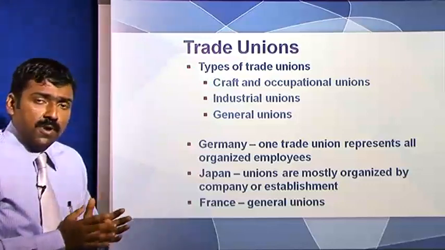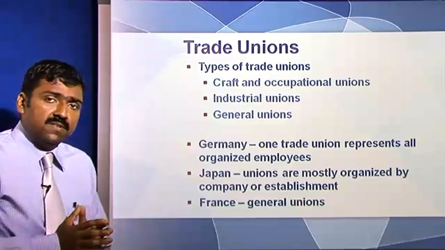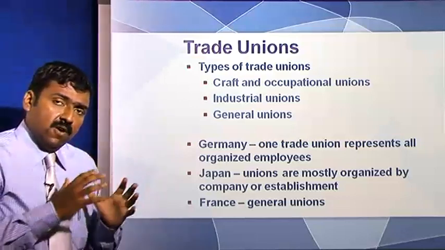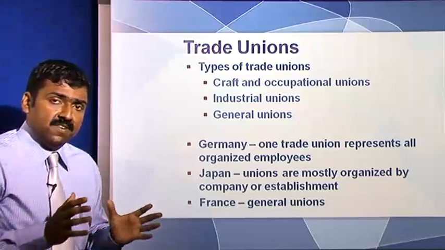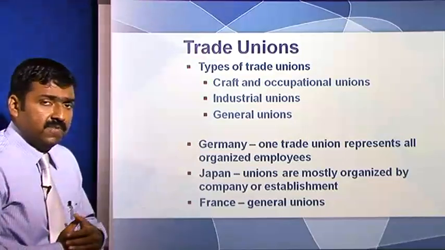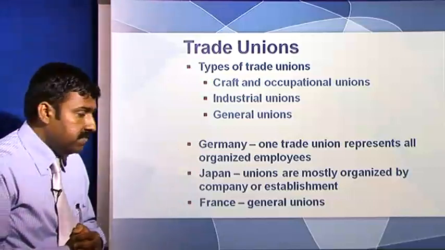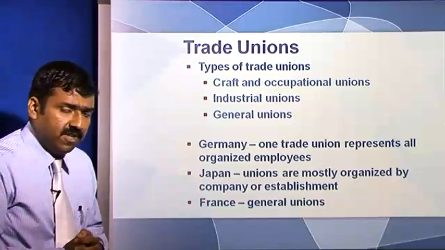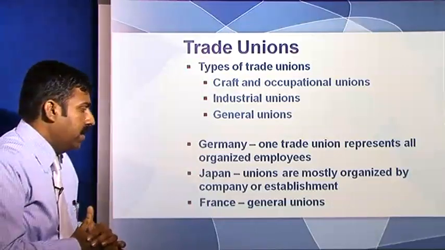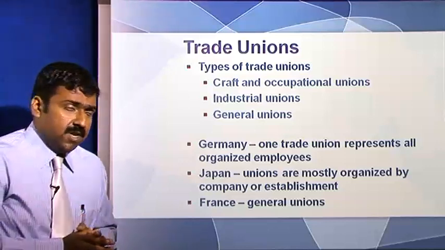Industrial unions belong to a particular industry. Workers from a particular industry are taken as members. Now, general unions do not classify into white collar, blue collar. Workers across the industry and across different industries are taken into general unions. Let us take a look at the following examples, where in Germany, one trade union represents all organized employees. In Japan, unions are mostly organized by employer or by establishment. And in France, general unions are based mostly on politico-religious lines.